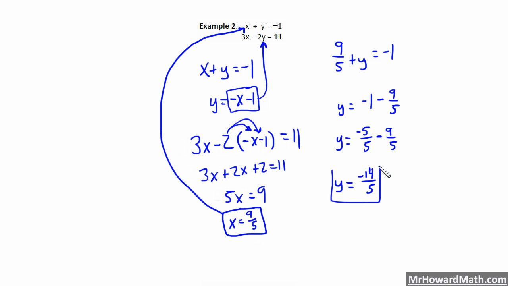So there is my y-coordinate of the intersection of these two lines. So the solution to my system of equations here is 9/5, comma, negative 14/5. Final answer right here. This ordered pair is the intersection of the two lines that I was given. Alright, so 9/5, comma, negative 14/5. Alright, let's move to the next example.